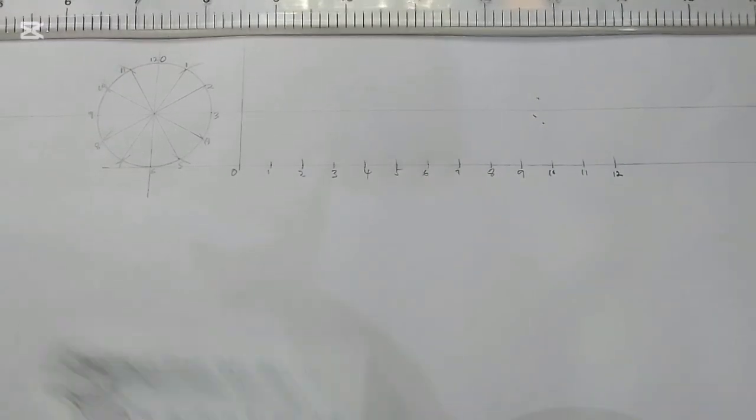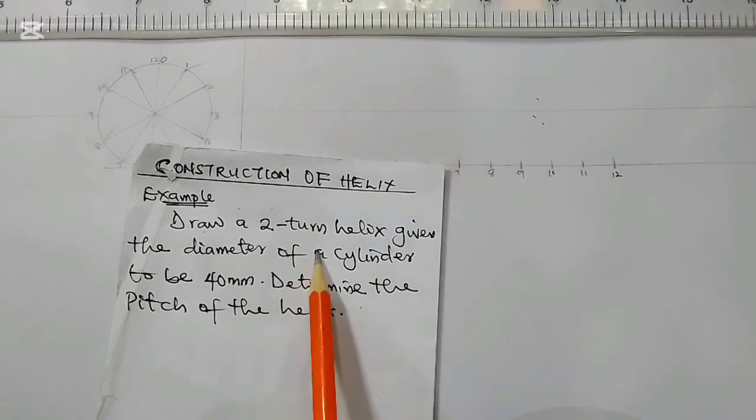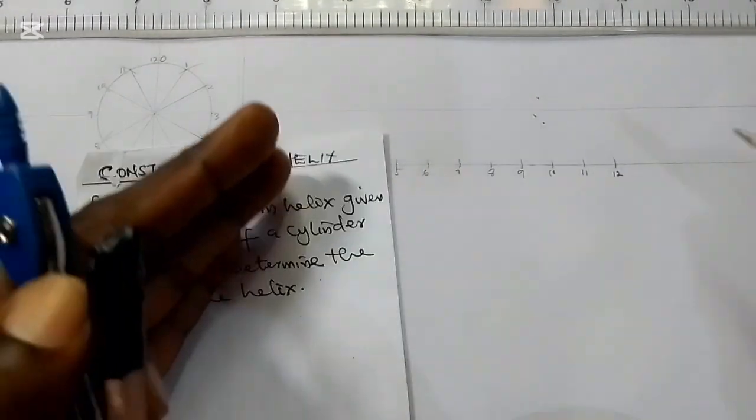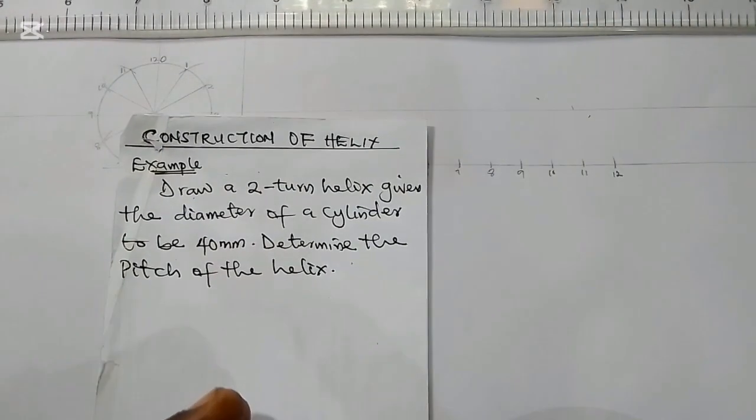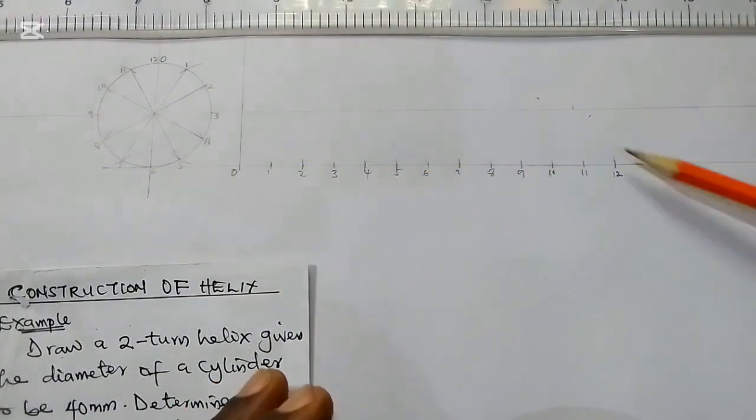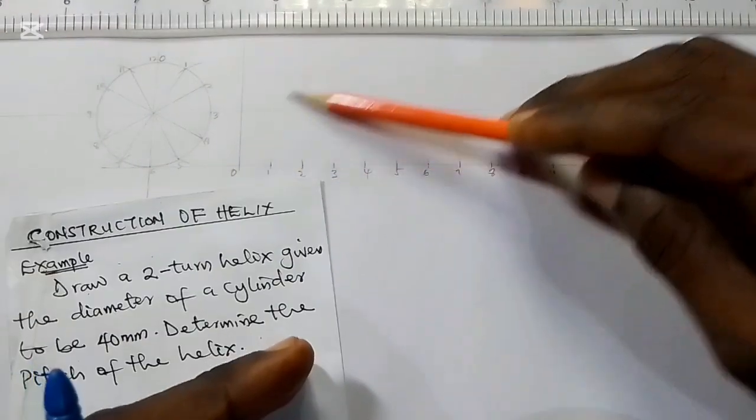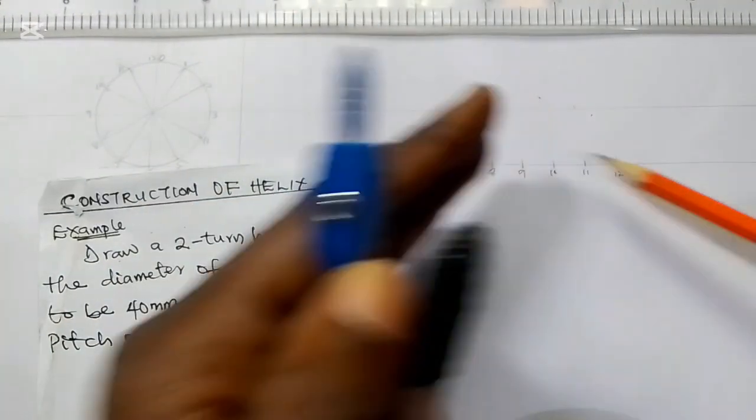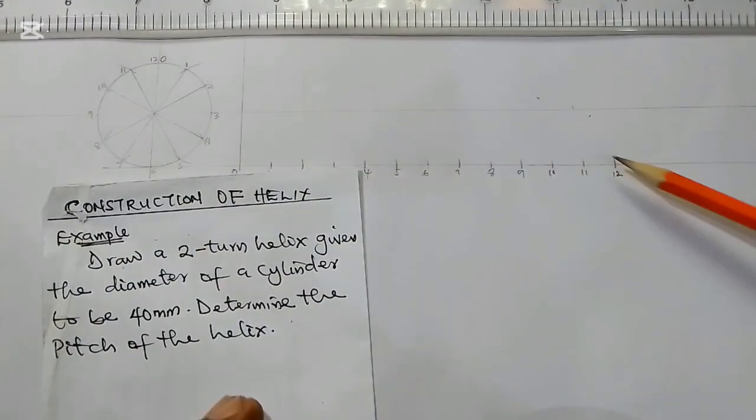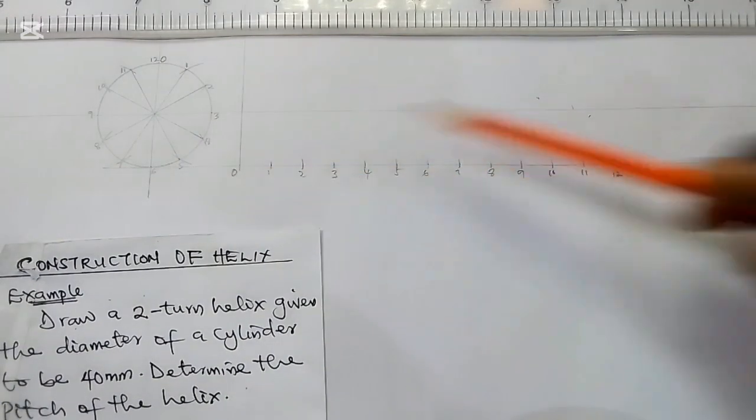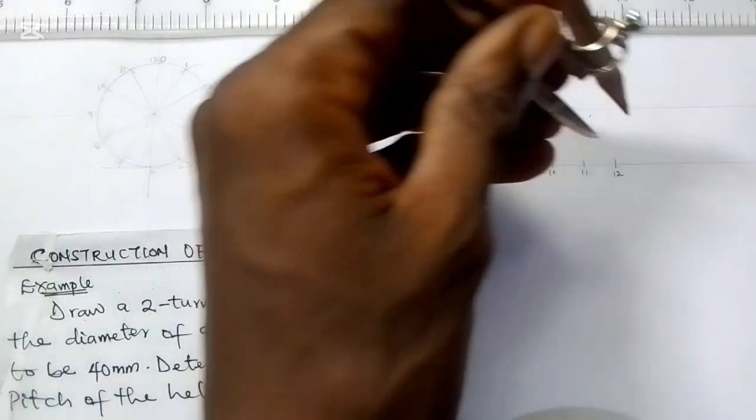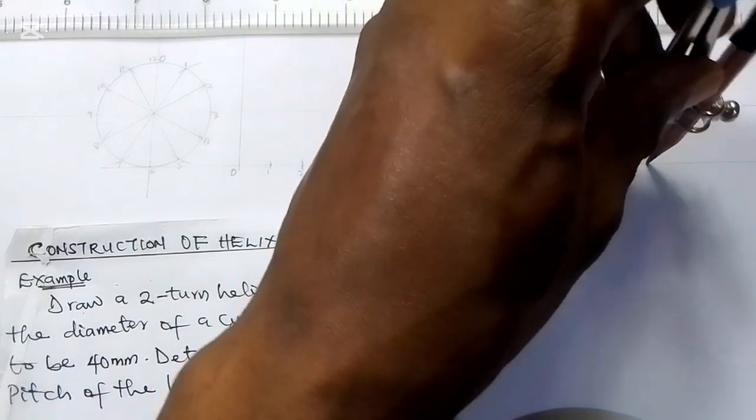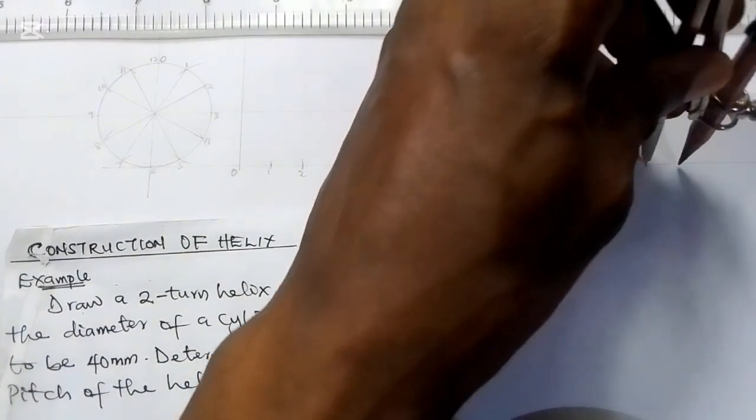Now the question asks us to draw a two-tone. It's a two-tone helix. Okay, if it's a two-tone helix, that means it's going to be having two pitch. Okay, this is for a single tone because it's going to roll in a single form like this, but we are asked to draw two tone. Okay, from this 0 to 12 is 1 tone, so I have to continue this again, starting with 1 now until I get to 12 again.